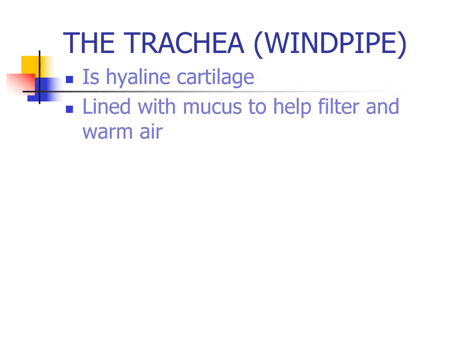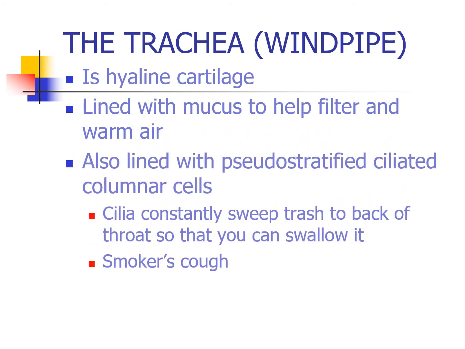It is lined with mucus in order to help filter and warm the air. And it's also lined with pseudostratified ciliated columnar cells. Basically, if you were to cut open the trachea and look at it underneath the microscope, it would look like a caterpillar. It is fuzzy. And that cilia is constantly beating, and it beats upward. So any trash that happens to make it down into the trachea gets swept right back up to the top, and it gets swallowed. This is why sometimes in the morning you have to clear your throat and your voice might sound a little groggy.